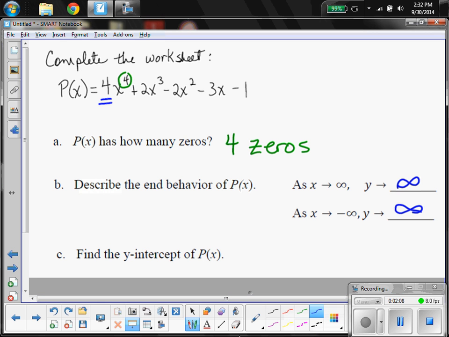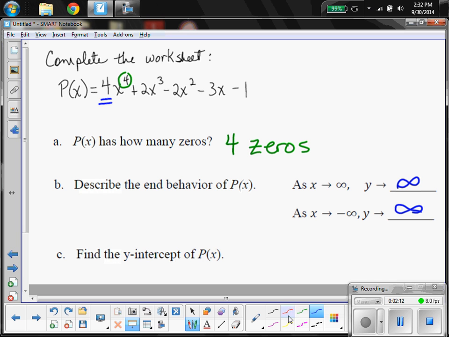Next, to find the y-intercept, we're looking for the place where our function crosses the y-axis. So, of course, that's where the x-coordinate is 0. We're literally plugging 0 in for x, and that gives us the value of our constant term. So this function crosses the y-axis at (0, -1).